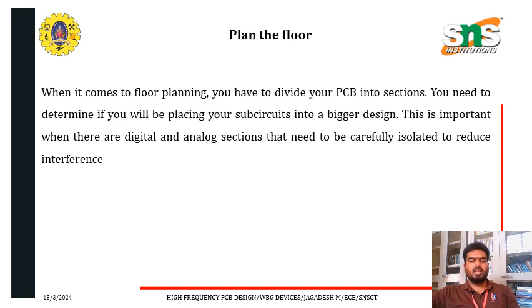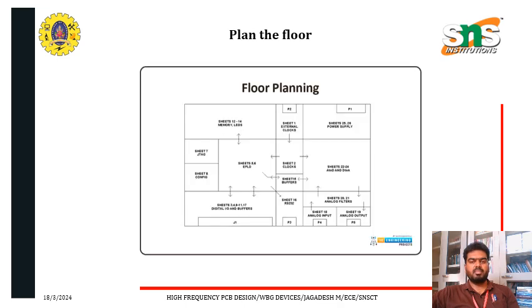When it comes to floor planning, you have to divide your PCB into sections. You need to determine if you will be placing your sub-circuits into a bigger design. This is important where there are digital and analog sections that need to be carefully isolated to reduce interference. Here the floor planning diagram is given. Floor planning is the fundamental thing. Before making a design on the PCB, we have to make a floor plan.